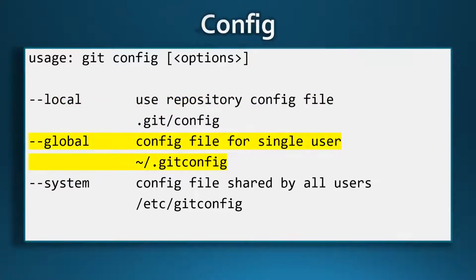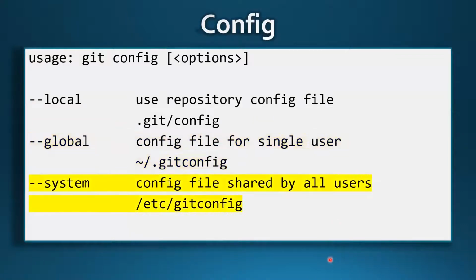Now, if you want to do it for all of your repositories, the global level configuration is user specific. This means that the set of values are applied to all repositories belonging to that user. So these global configuration files are stored in a file in your home directory called .gitconfig, while your local ones are stored in your repository under the .git directory, in a file called config.